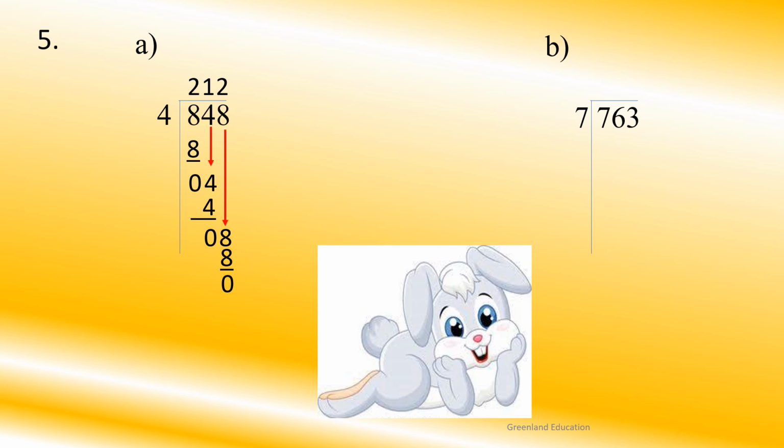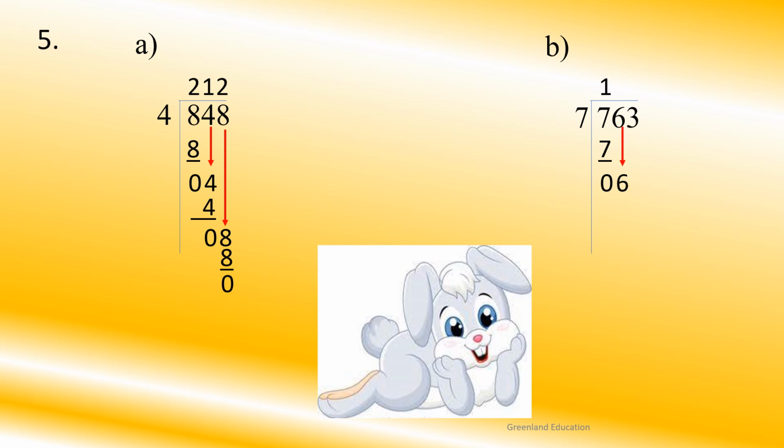Let's discuss the B1 even. 763 you should divide by 7. Here it is a little bit different. First you have to check for this 7 how many 7s are there. For this 7 how many 7s? Only 1. Then you have to write 1 up. The next step is you should multiply 7 by 1. 7 times 1, 7. Then 7 and 7 you should subtract. 7 minus 7, 0. Next you have to take this 6 down, the next number.